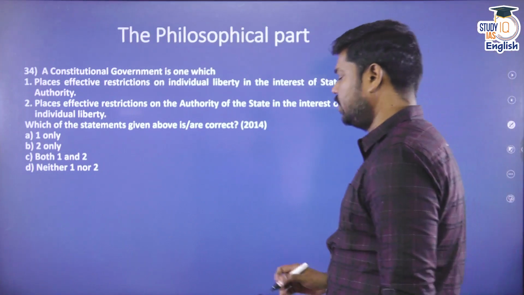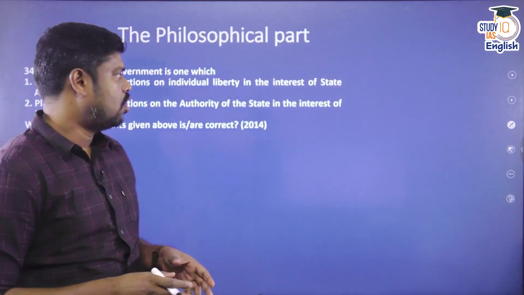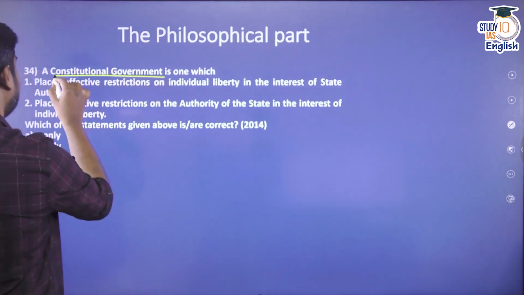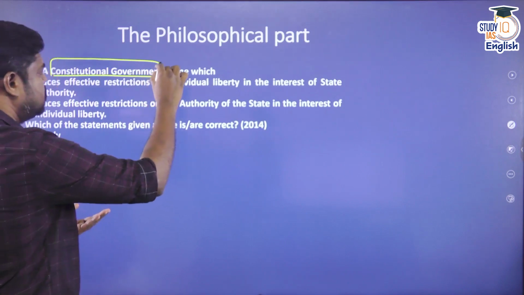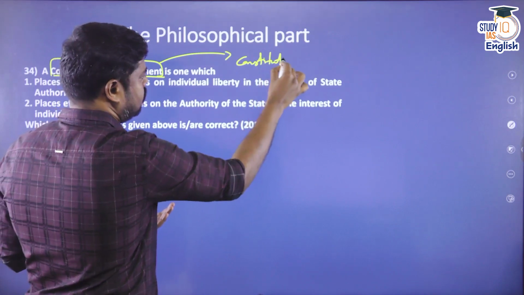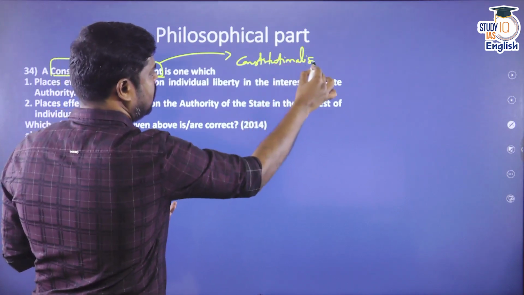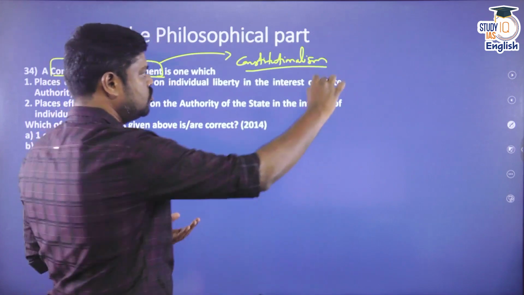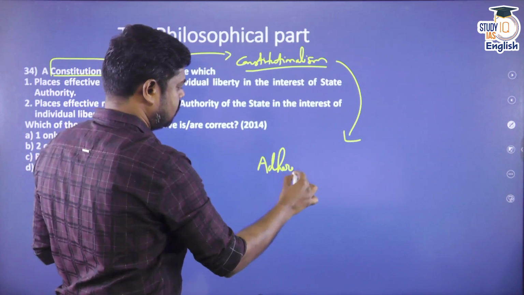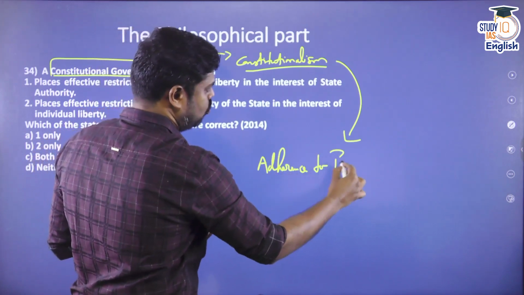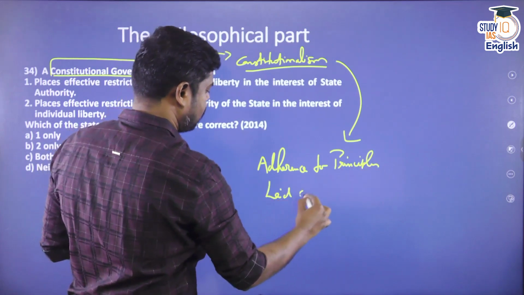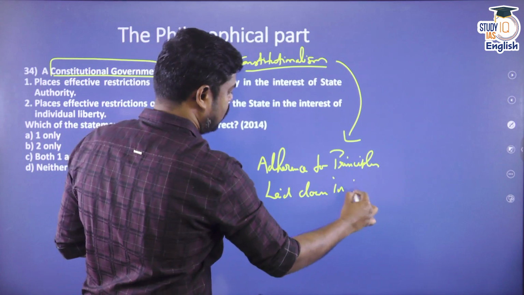Come to the next question. A constitutional government is one. I think we have already discussed what a constitutional government is. A constitutional government is one which follows the principle of constitutionalism. And what do you mean by constitutionalism? Constitutionalism means any government showing adherence to the principles laid down in the Constitution.